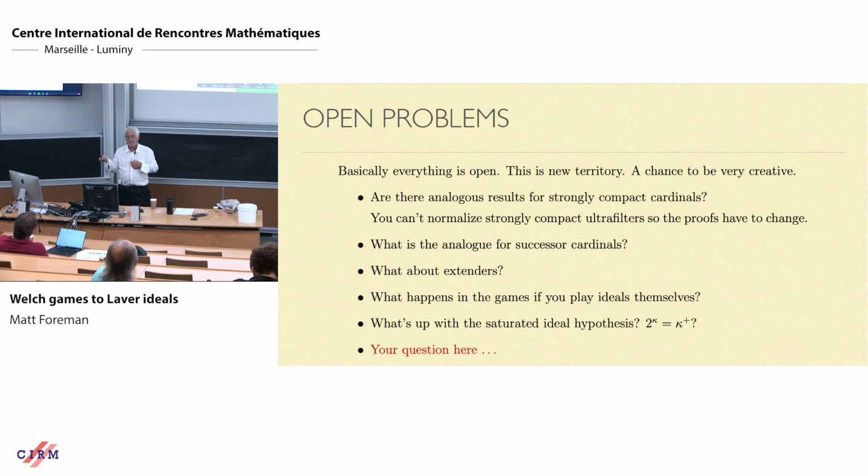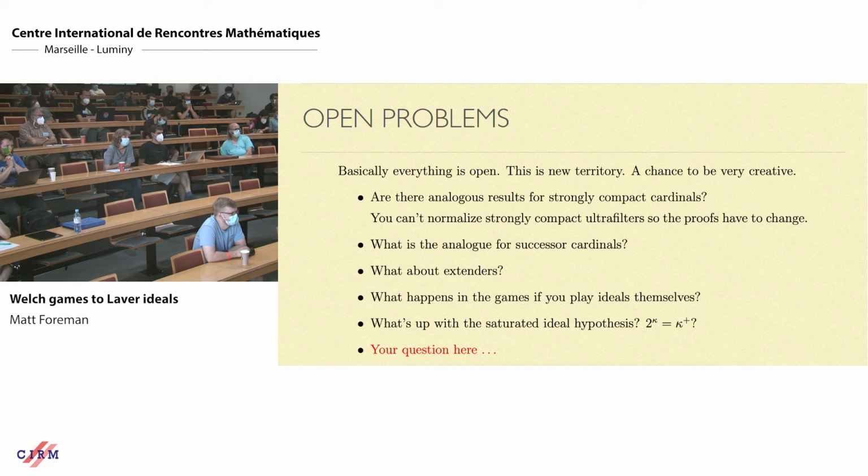Another question is, what's the analog for successor cardinals? We showed that this game doesn't make sense except for inaccessible cardinals, but there should be some way of changing the game so it does make sense. Just like if you collapse a measurable to be omega 1, you get a precipitous ideal. There should be some version of this game at omega 1 that miniaturizes what this game is, but not a clue.